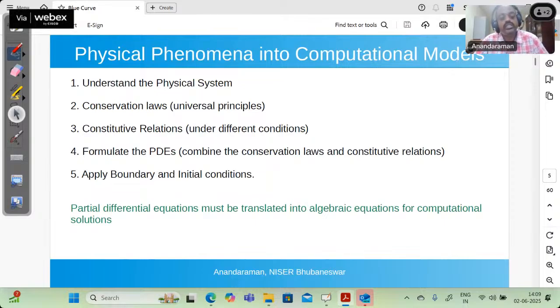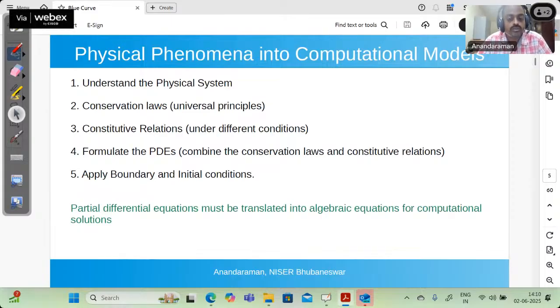So first we have to understand the physical system. Then the physical system is mapped to conservation laws, like the heat equation, and those are mapped to mathematical equations. Then for your particular problem, you have to add constitutive relations. Combining the conservation law and the constitutive relation, you form a partial differential equation. That equation you have to solve with a computer. But a partial differential equation cannot be solved by a digital computer, though it can be solved by analog computers.